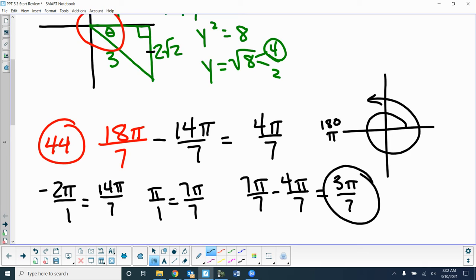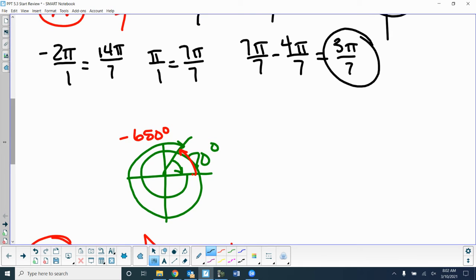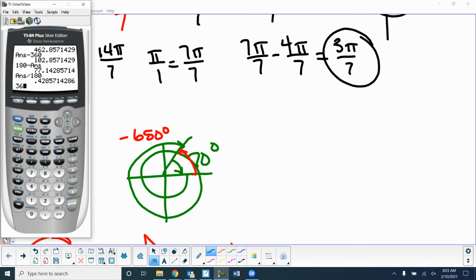48, negative 650. There's a picture of it. All right. So negative, remember, is clockwise. So you go 360 and then 270. What is that? That's 630. Okay. So from here to there is negative 630.